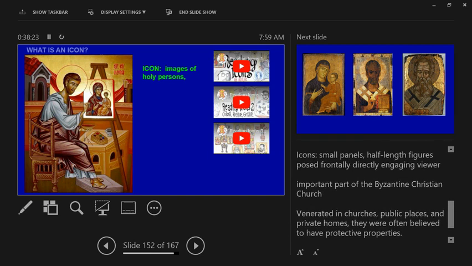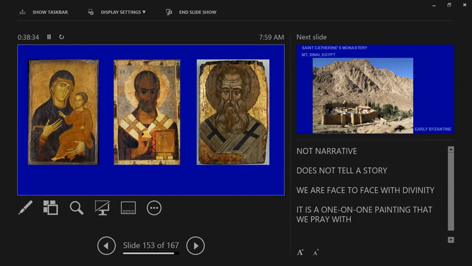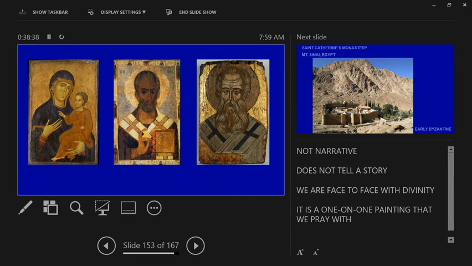And it is a half length of a figure. It's usually from their chest or their waist up to their head. So they do not tell a story, so they are not narrative. But basically, the message is that we are face to face with divinity. It is a one on one painting that we pray with.